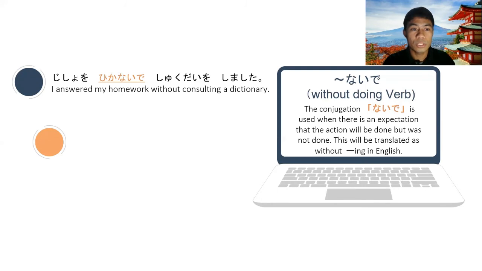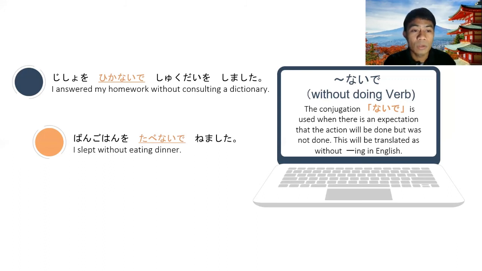Example, Jisho o hikanai de shukudai o shimashita. I answered my homework without consulting a dictionary. Our negative plain form is hikanai. After conjugating the negative plain form, add de to make it naide. The same for our next example. Bangohan o tabenai de nemashita. I slept without eating dinner.